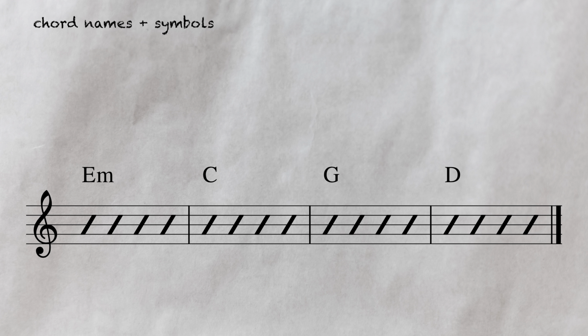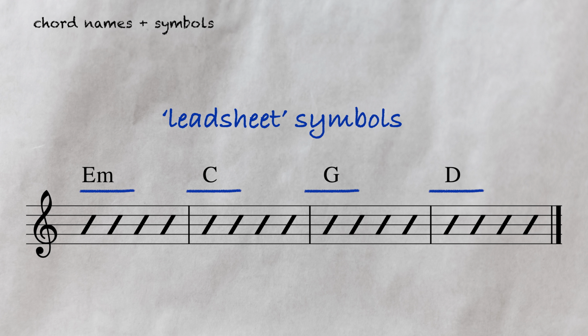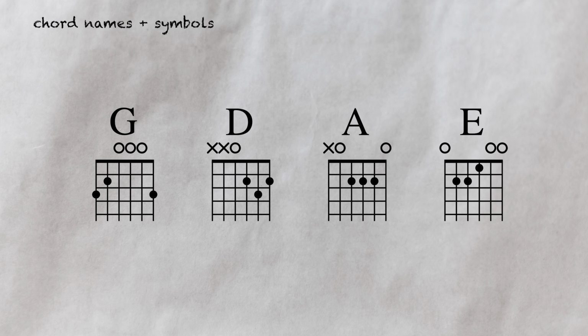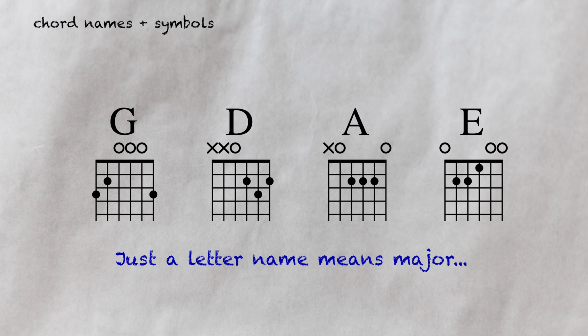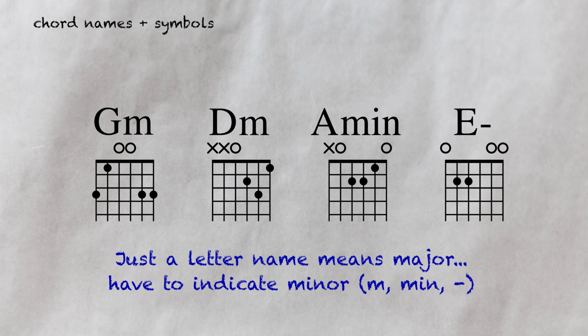If you play guitar, you've probably seen lots of chords notated this way, what we might call lead sheet symbols. Let's see how they work. When we see a chord name like this, with just a letter name, we assume it's a major chord. So these are all major chords. And for minor chords, we actually need to indicate somehow that it's minor. Usually we see just the lowercase letter m, since uppercase tends to mean major, or sometimes a minus sign.